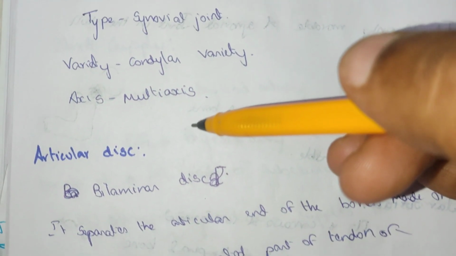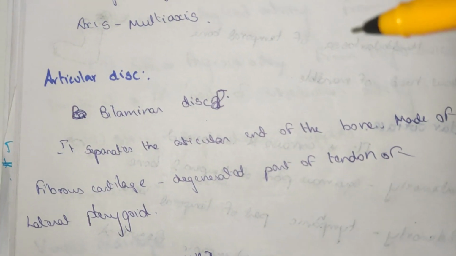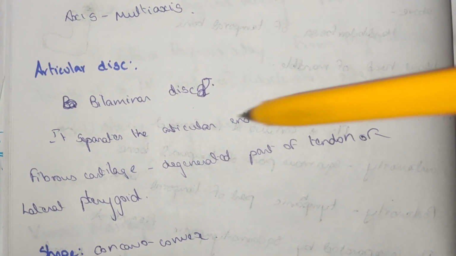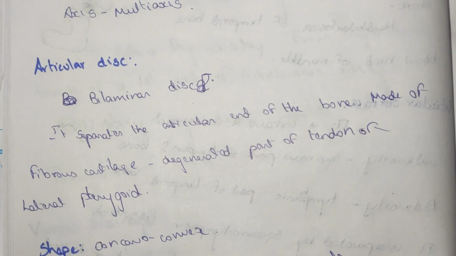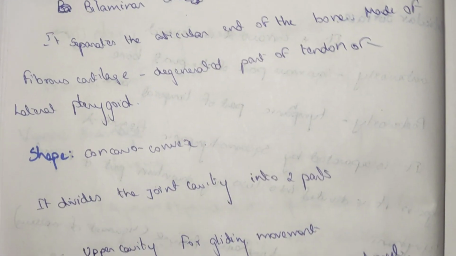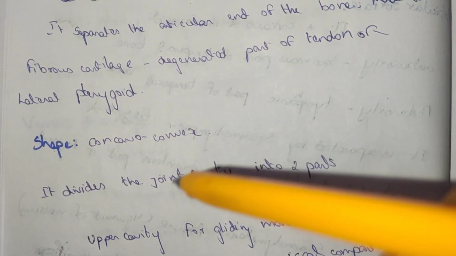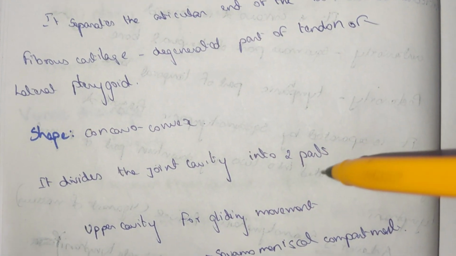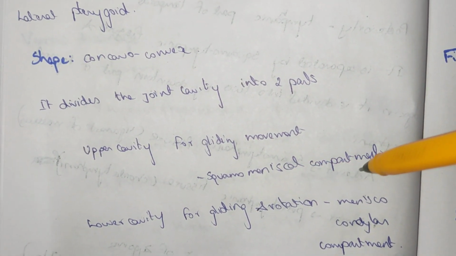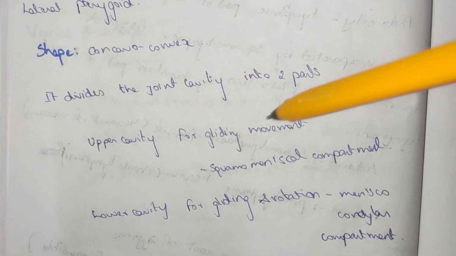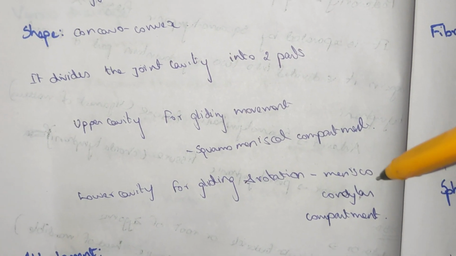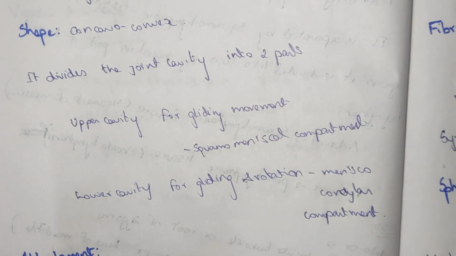The axis is multi-axis. Now the articular disc, which is a bilaminar disc, separates the articular ends of the bones and is made up of fibrous cartilage, a degenerated part of the tendon of the lateral pterygoid. The shape is concavo-convex. It divides the joint cavity into two parts, upper and lower. The upper cavity is the squamomeniscal compartment, used in gliding movement, and the lower is the meniscocondylar compartment, used in gliding as well as rotation movement.